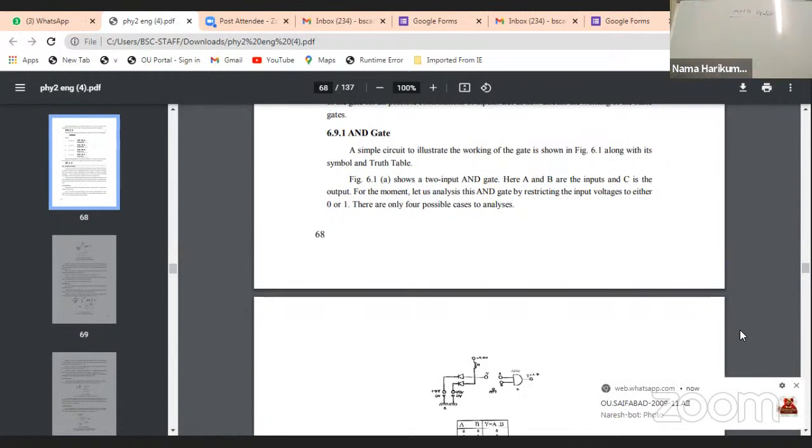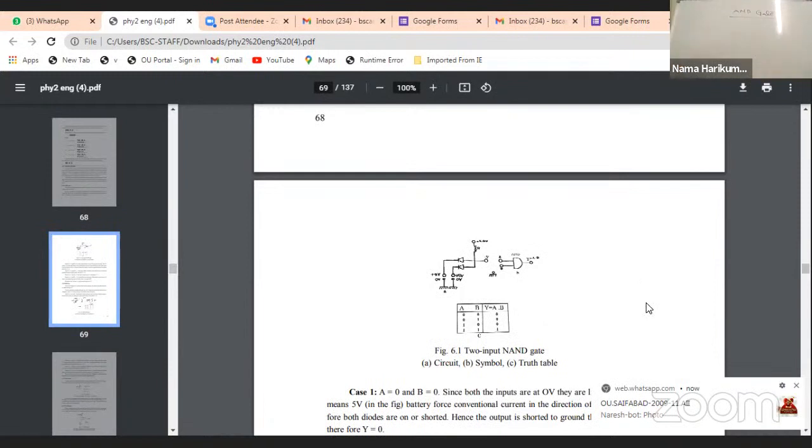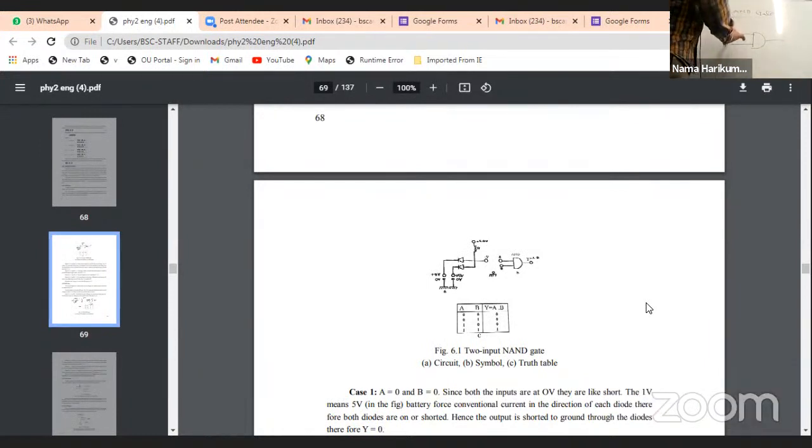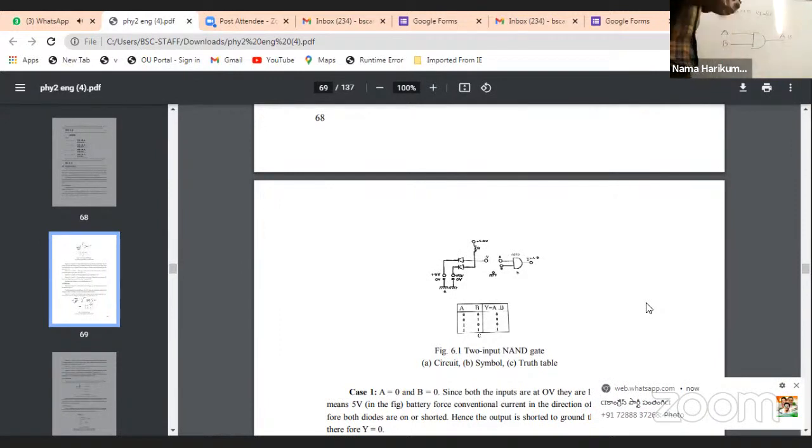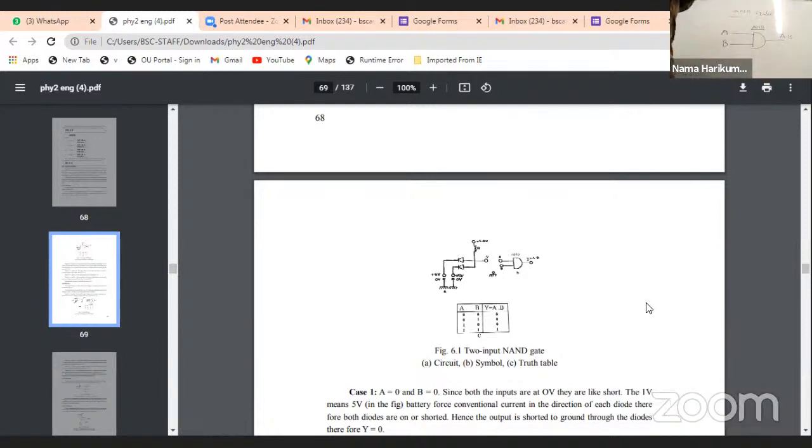Okay, the symbol of the AND gate: in this gate we have to use two inputs, that is A, B. So this is the symbol of our AND gate, with A and B inputs. Then the output is A dot B. The dot product of A and B is nothing but A dot B. That is the output of our AND gate. This is the symbol.